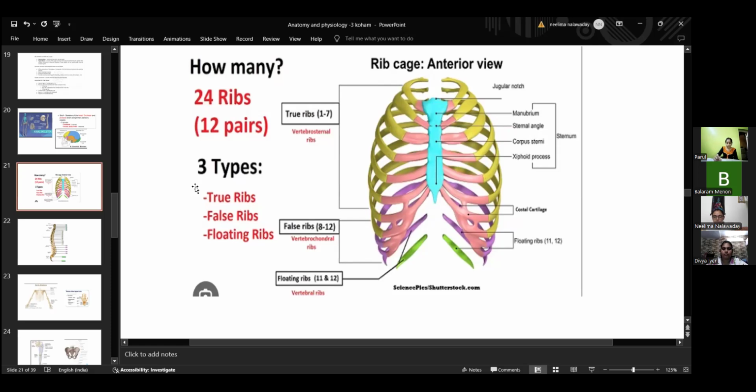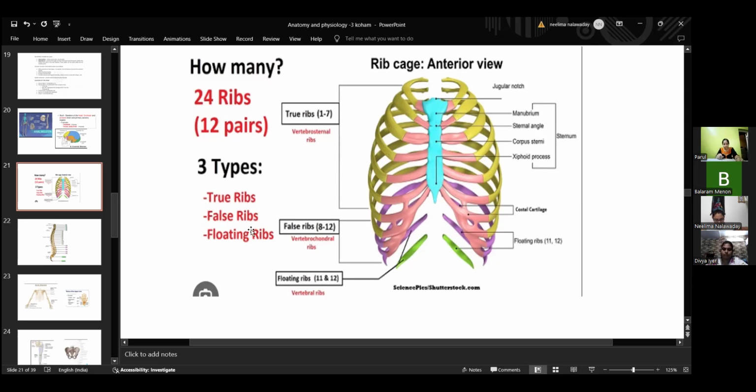Now, true ribs are number 1 to number 7. False ribs are 8 to 12. Actually, false ribs are 8, 9, 10, and 11, 12 are floating ribs. But some of the books describe false ribs as 8 to 12. So you can see here true ribs, false ribs, and floating ribs.